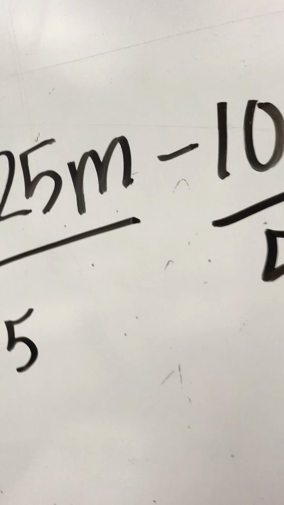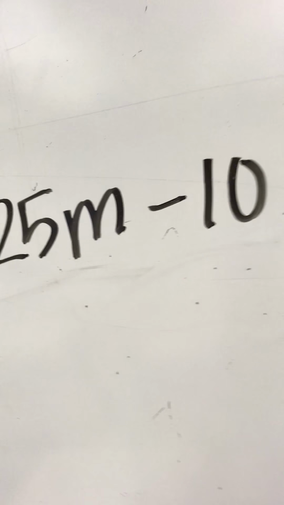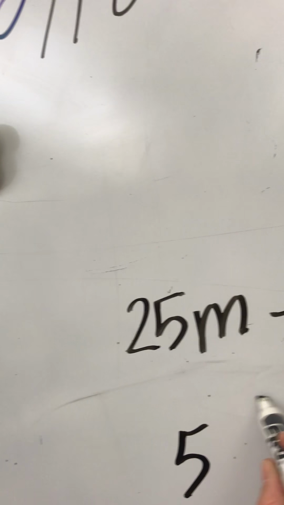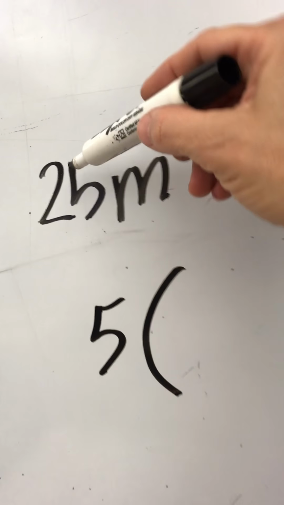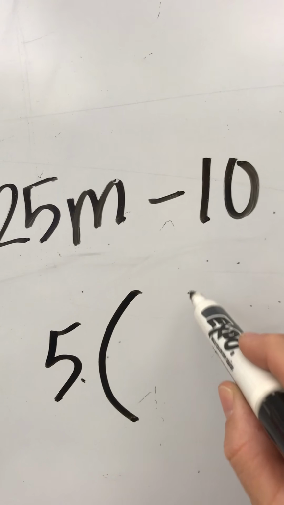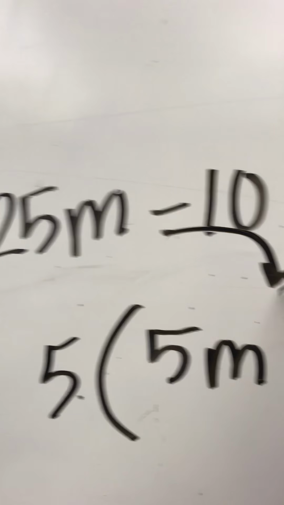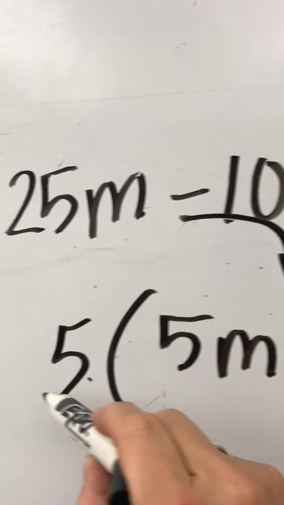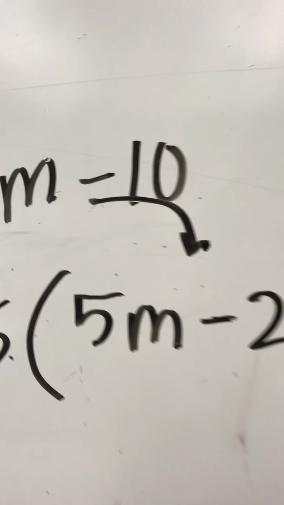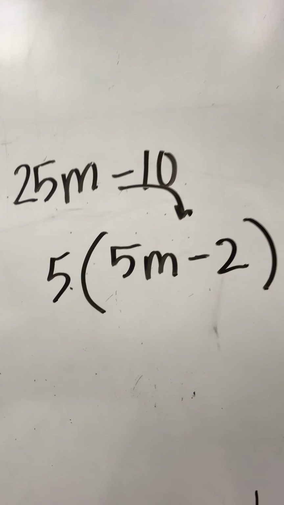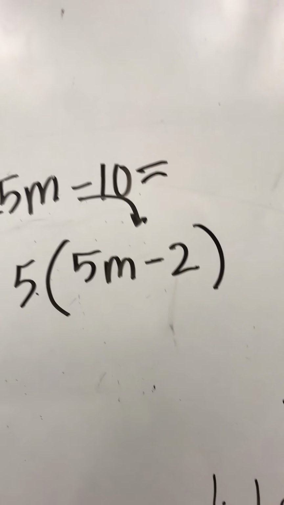Or, I don't even really have to do this. I can do that part in my head. I know that some of you guys are going to be happy about that. I can just say, okay, if I pull the 5 out, 25m divided by 5, 5m is left over. I'm going to bring this sign down. Minus 10 divided by 5 is 2. Try it.